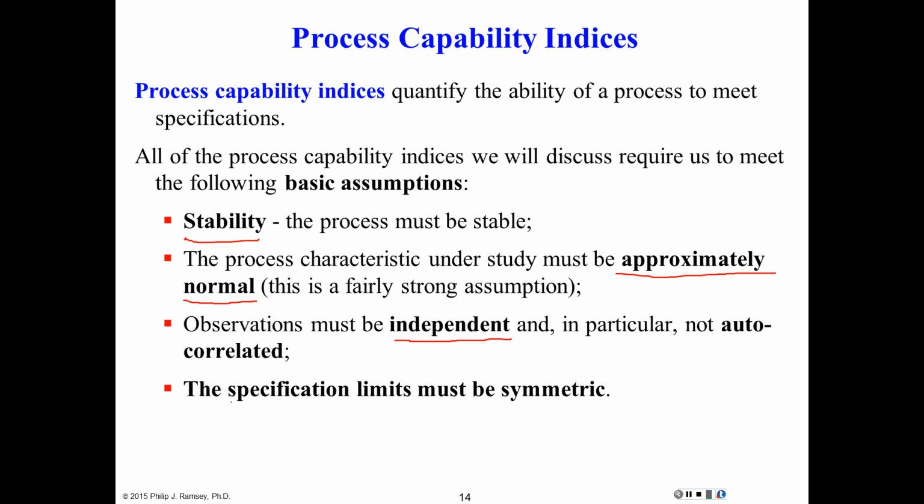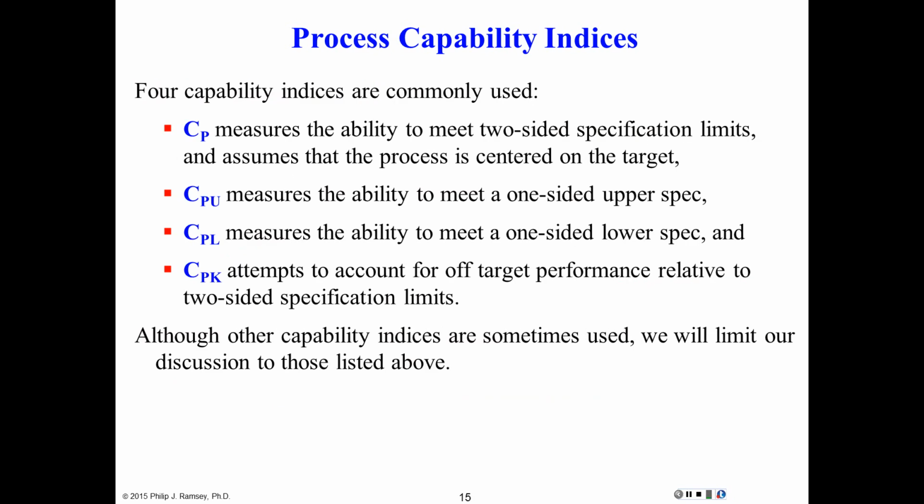And finally, there's another problem that people don't seem to understand. The specification limits must be symmetric about a specified target. So if you have two-sided spec limits, upper and lower, they must be symmetric, or these indices do not work at all. Okay, so what are the common indices?